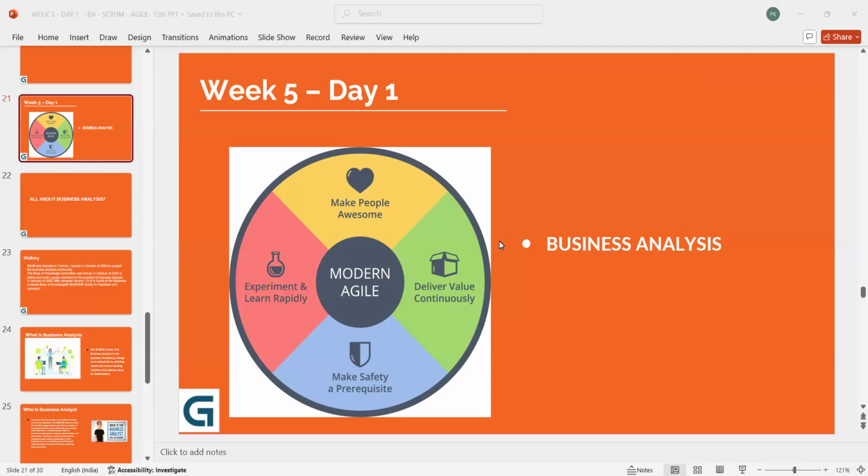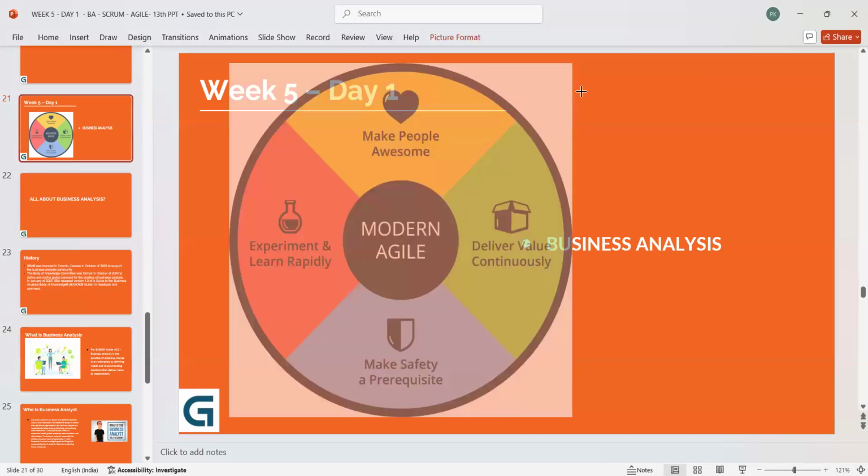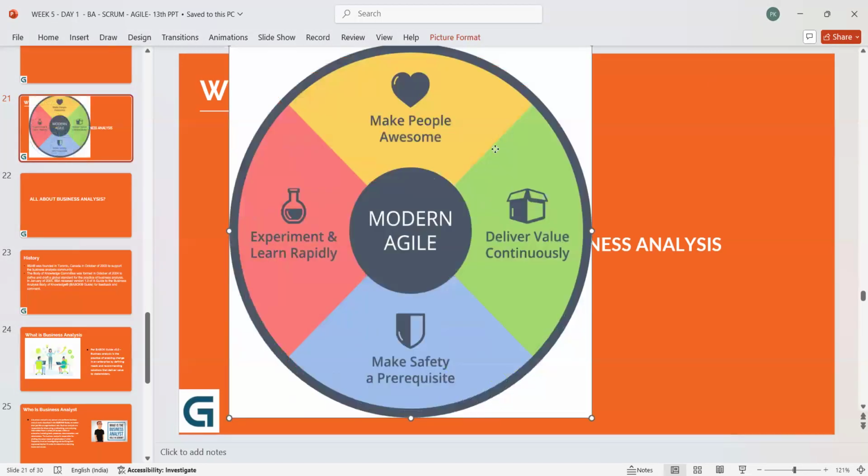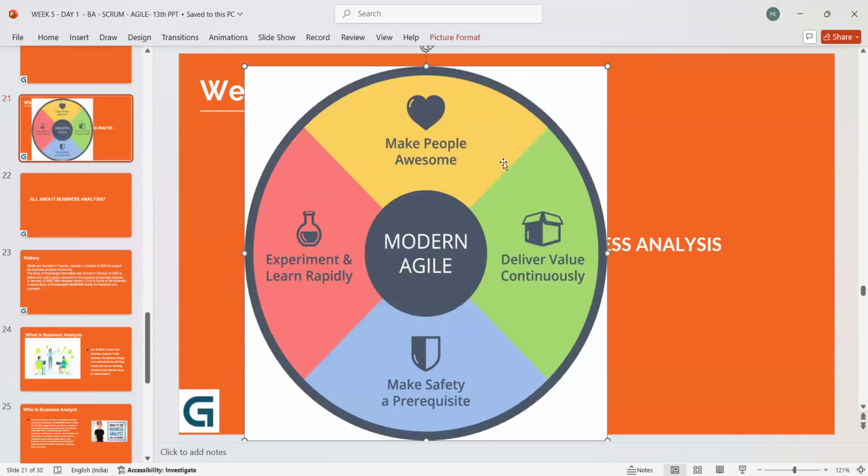Now, this is a very nice diagram or image we have, and I personally like it. What we can see, there are four segments in this modern agile business analysis angle. So can we start from this green? Can I request four people to read the four texts mentioned here? Go ahead.